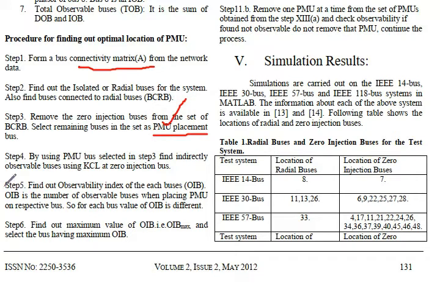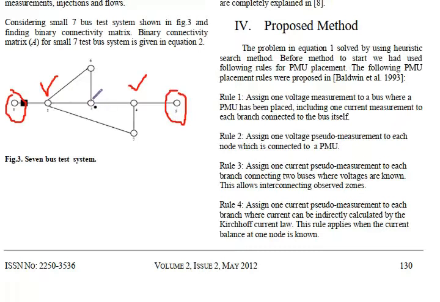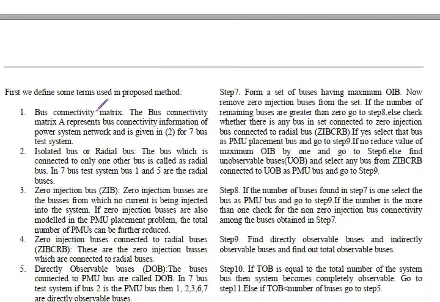So in step number 5, you have to find out the observability index of each bus. The observability index of a bus means, when placing a PMU on that specific bus, how many buses can be made observable. Let's suppose I place a PMU at this bus, then this bus, this bus, and this bus will be made observable. These 4. So the observability index of this specific bus is 4.